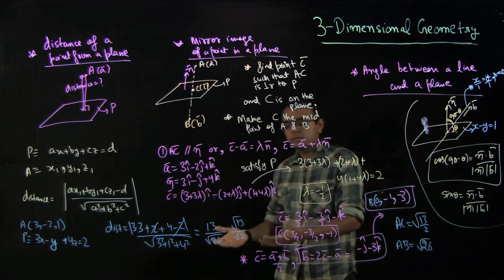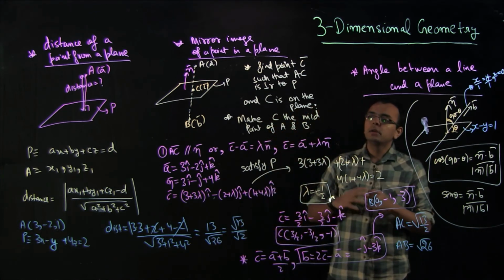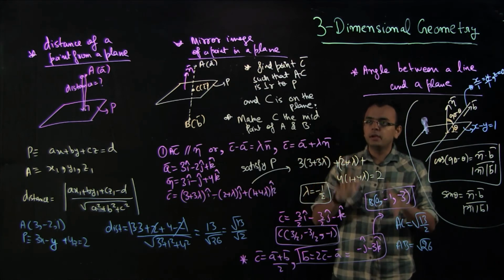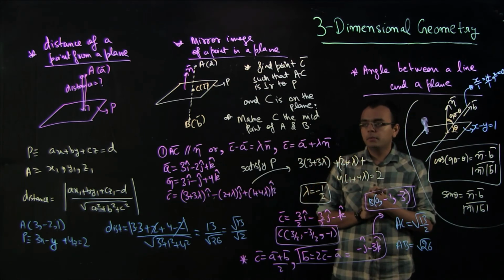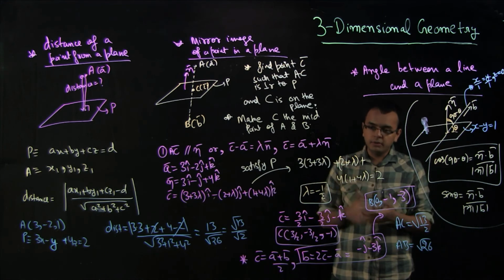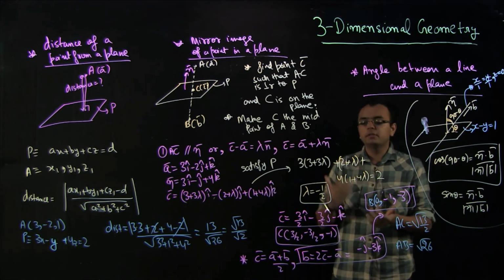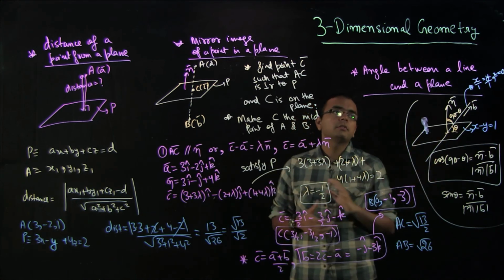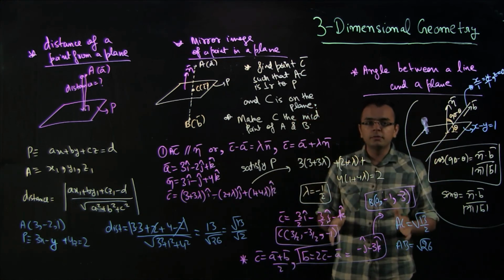So we first found the perpendicular distance of a point from the plane, then we did the mirror image. Mirror image was a lot more involved. We did two things: we made line AC perpendicular to the plane, and then we made sure it satisfies the plane, and then we put it as the midpoint of A and B. And then finally we did a small discussion of the angle between a line and a plane. So I hope this video was useful.